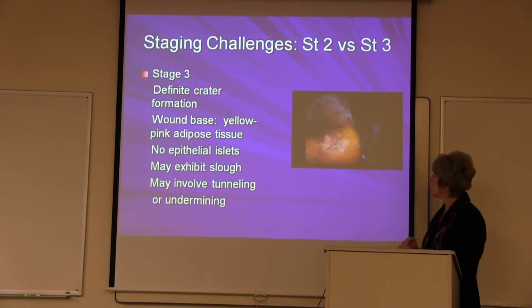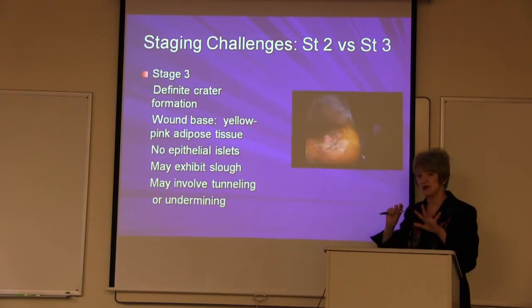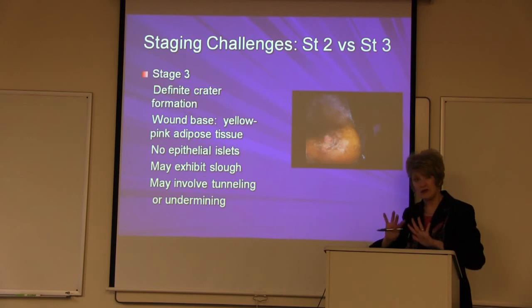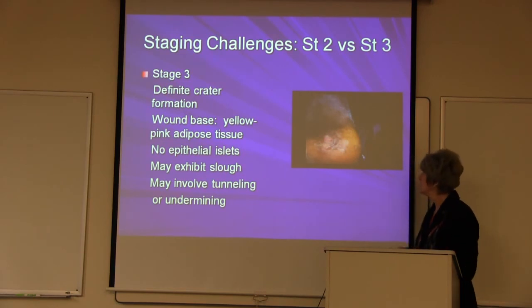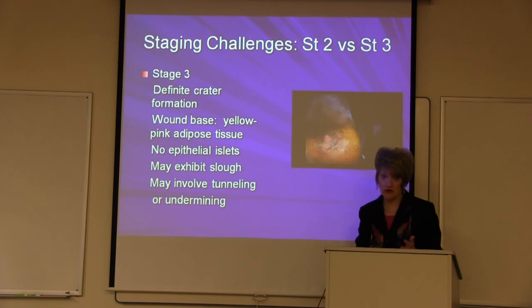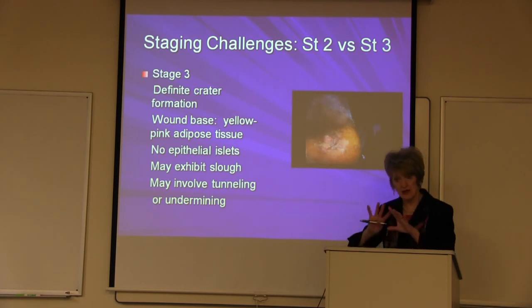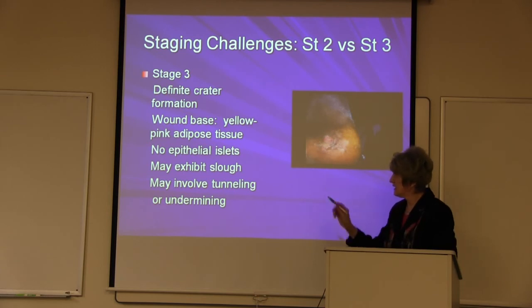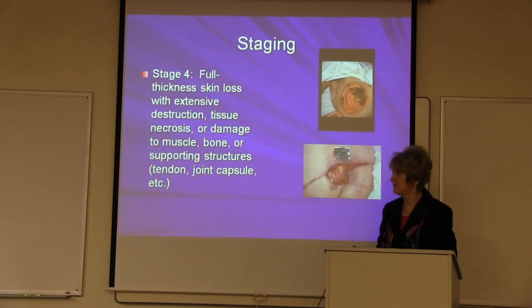Now, stage 3, you have a definite crater formation. Your tissue's more yellow-pink, looks kind of like pink rice cakes. No distinct epithelial islets. Okay, just a kind of a rice cake effect that's yellow-pink. And again, you can have slough or tunneling.